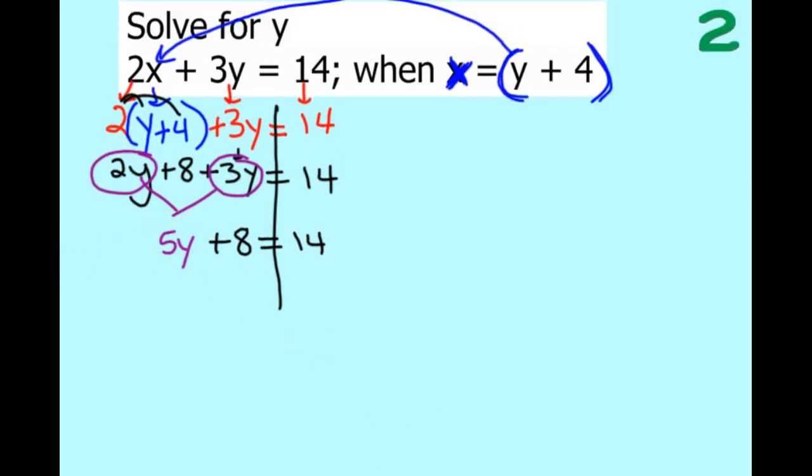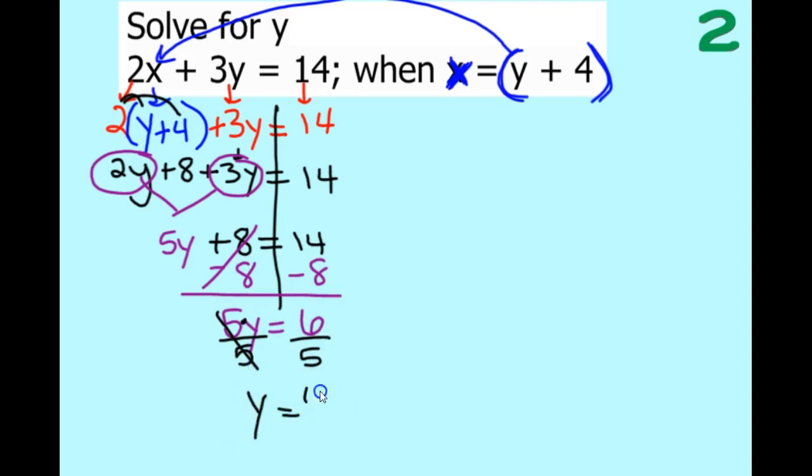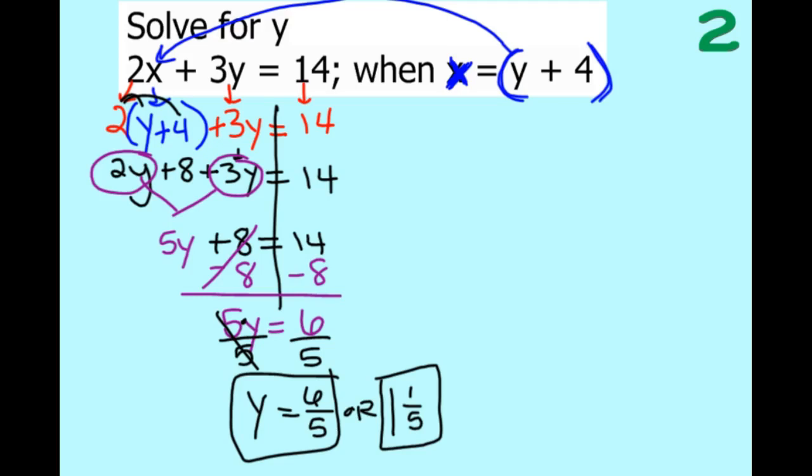And then to get y by itself, I'm going to get rid of this 8, subtract 8. Get rid of your addition and subtraction first. And then 14 minus 8, there's 6 left over. So we have 5y equals 6, but I need y by itself, so I'm going to divide by 5. And my answer is y equals 6/5, or if you want to write that as a mixed number, 5 goes into 6 one time, and there's one piece left over, so 1 and 1/5. I would accept either of these answers.